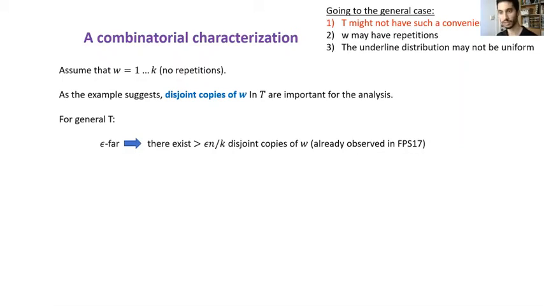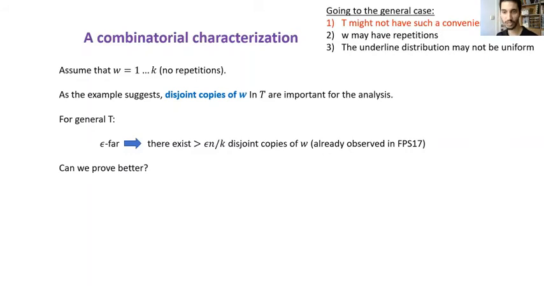This is true because if T has less than epsilon n over K disjoint copies of W in it, then all the symbols that participate in these copies are less than epsilon n symbols, and one could modify them all and make T W free, which is a contradiction to the assumption that T is epsilon far from being W free.